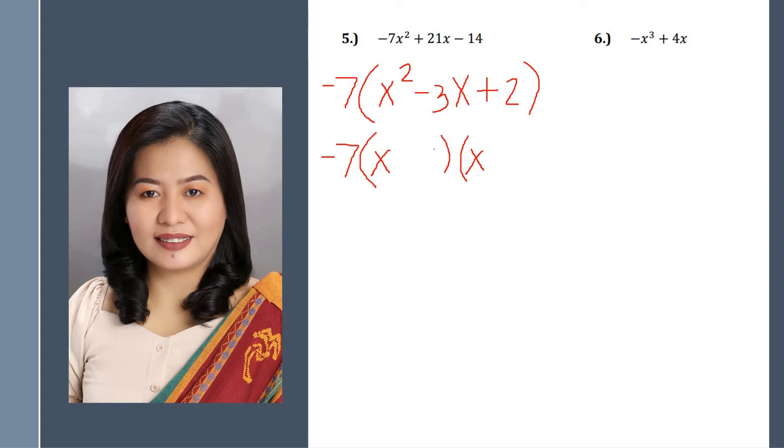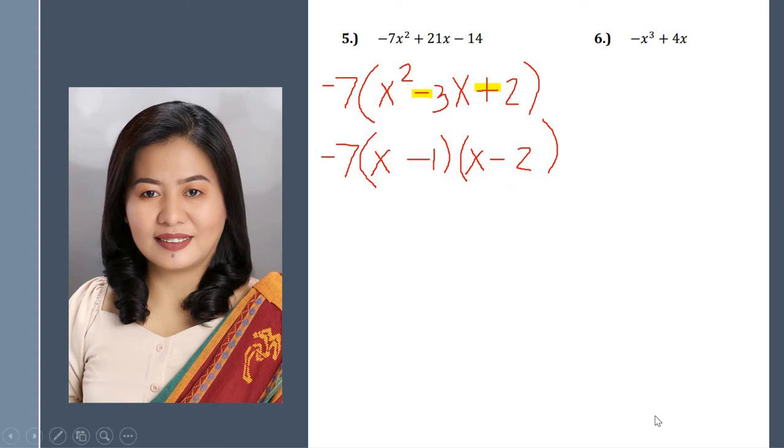Factors of 2, you have 1 and 2. It's easier to do. And the last term is positive, so both will have the same signs, but the middle term is negative. It means that we will be using minus sign. So the factors of negative 7x squared plus 21x minus 14 are negative 7, x minus 1, and x minus 2.